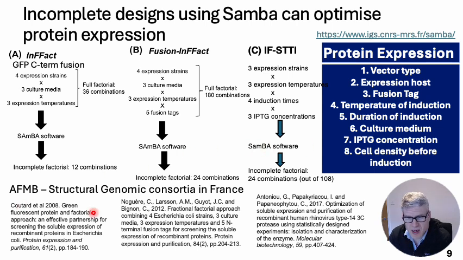From 2008 to 2017, there have been different strategies proposed, all using the Samba software, which the link is up here, which designs these incomplete factorials. They allow you to screen different strains, media, temperatures, in this case some tags, and more recently it's been optimized a bit further. They just take a fraction of all of the possible combinations you'd need to test if you wanted to test all of these in all combinations. And they are a useful tool. These are some of the common factors that we discussed earlier.